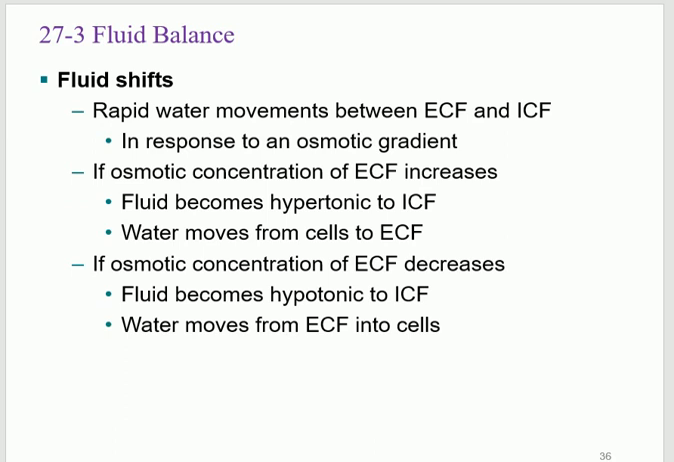Do you still remember that? So again, fluid moves according to the osmotic pressure. It moves from hypotonic to hypertonic. We're talking about water here.